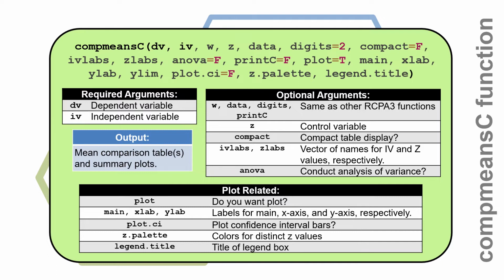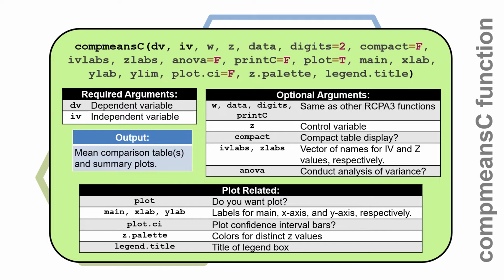The compmeansC function has two required arguments. dv is set equal to the dependent variable and iv is set equal to the independent variable. The compmeansC function supports a standard set of optional arguments. To generate a plot for your mean comparison, you set the function's plot argument to true, or you can set plot to line, bar, which is the default, or points. The function's main, xlab, and ylab arguments allow you to customize the plot's main title and x-axis and y-axis labels. You can use the plot.ci option to add 95% confidence intervals to the plot.